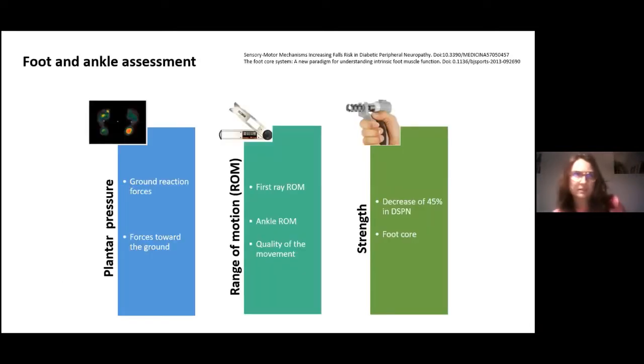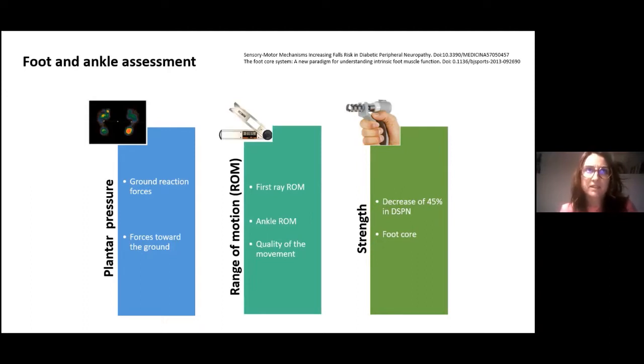So about assessment. In relationship with foot and ankle assessment, it is crucial to take into consideration plantar pressures and shear forces. They can be measured, for example, with force platforms. They depend on fundamental aspects of gait where physical therapy can help. We used to worry about ground reaction forces, but previous forces towards the ground need to be also considered.